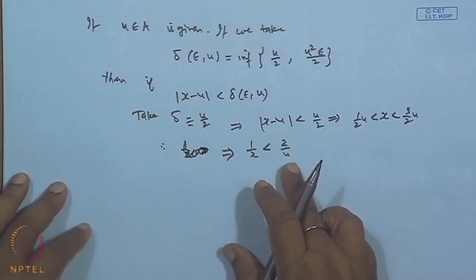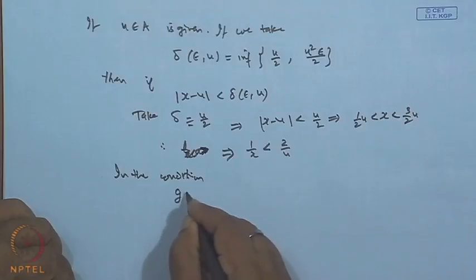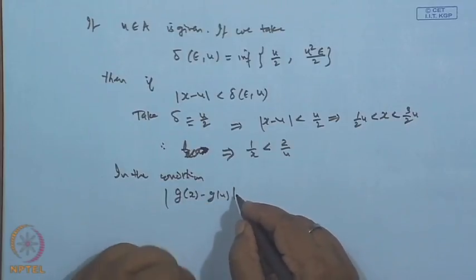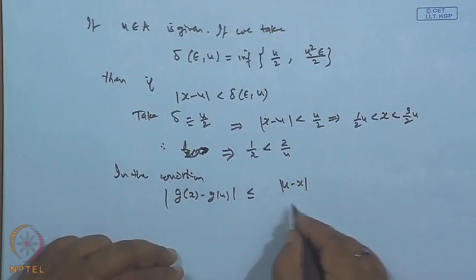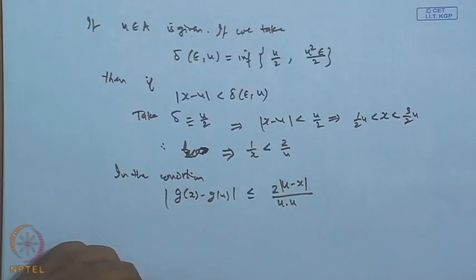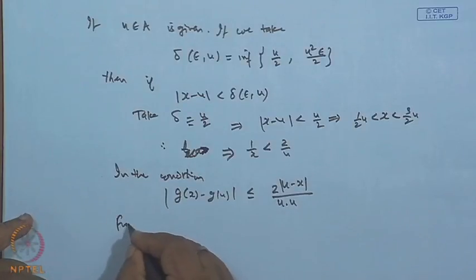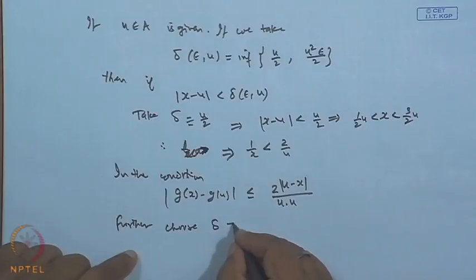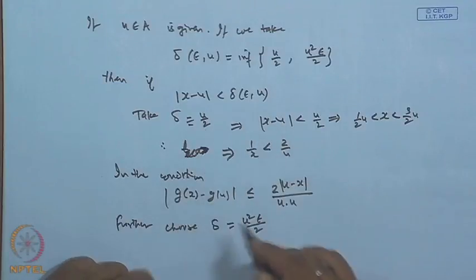From here, once it is 2/u, then in the condition which we have taken as g(x) minus g(u), in this case, what we get is mod of this is less than or equal to mod of u minus x over ux. So, 1/x is less than 2/u, so it becomes 2/u squared into mod of u minus x. Now, further choose delta to be u squared epsilon/2. Once I am taking delta to be this, another one I am taking this.